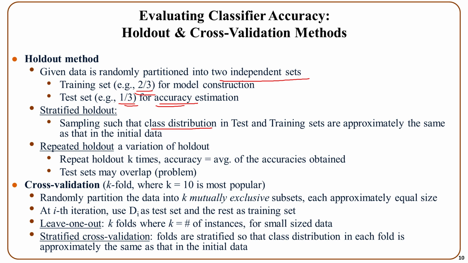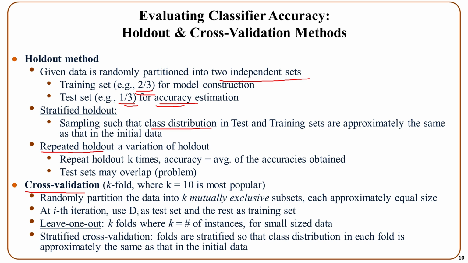Another variation is repeated holdout. We repeat holdout k times and compute the accuracy as the average of all the accuracies. But the problem is that the test sets may overlap.